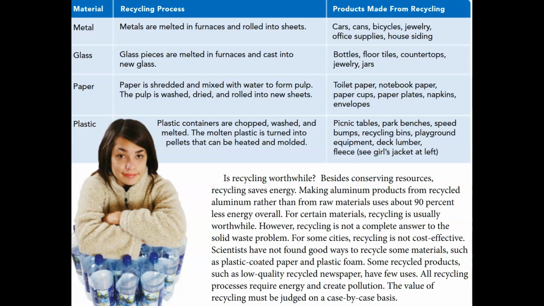Out of all of these, paper is the easiest to do at home. You can make brand new paper by mixing old paper into a pulp and creating new sheets. My mom used to do that for a while.